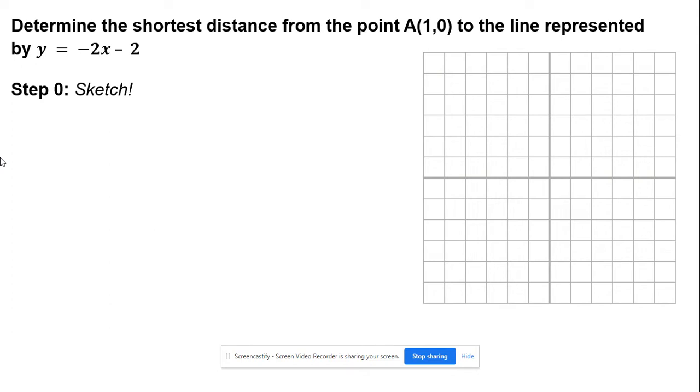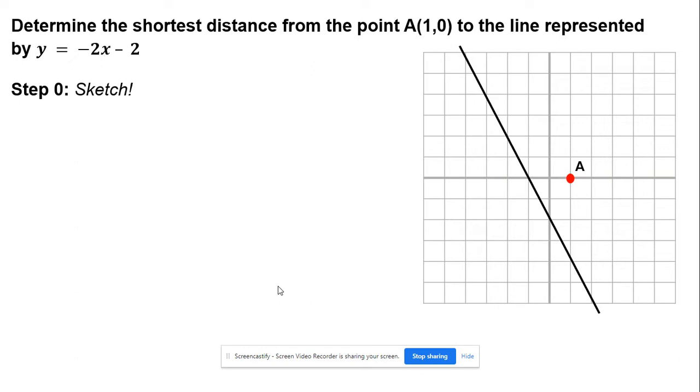Before we start any kind of analytic geometry problem, it's nice to sketch. It allows us to assess whether our answers are going to be reasonable. So there's my point A at (1, 0), and there's my line. I've sketched it by finding the y-intercept, which is -2, and then the slope is -2, so I'm going down 2 over 1. Our goal is to find the shortest distance between point A and the line.